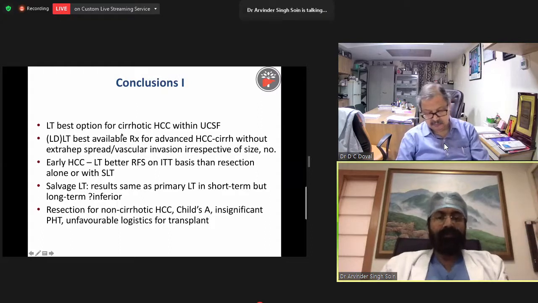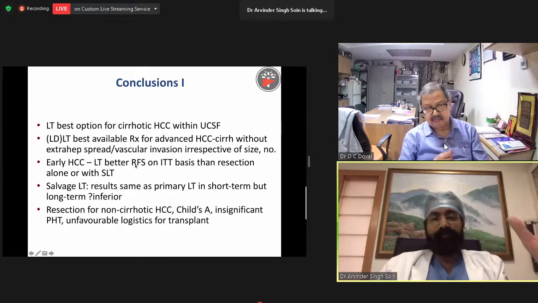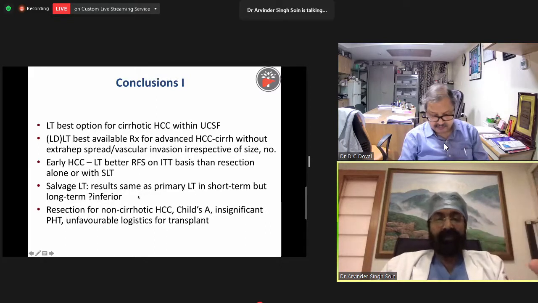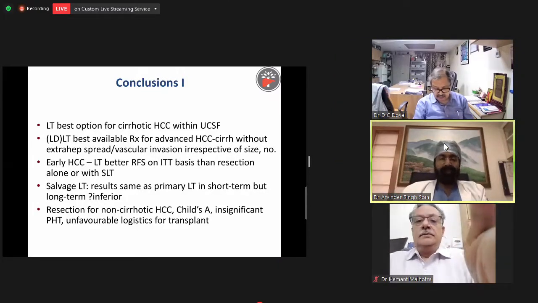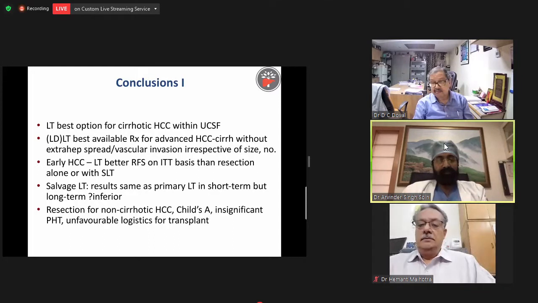Living donor liver transplant is probably the best available treatment for advanced HCC with cirrhosis without extrahepatic spread or vascular invasion, irrespective of size and number. For early HCC, liver transplant gives better recurrence-free survival on an intention to treat basis than resection alone or with salvage transplantation. And salvage transplant results are the same in terms of technical success, but long-term they are inferior, because salvage is done on tumors which are more advanced compared to primary transplants.